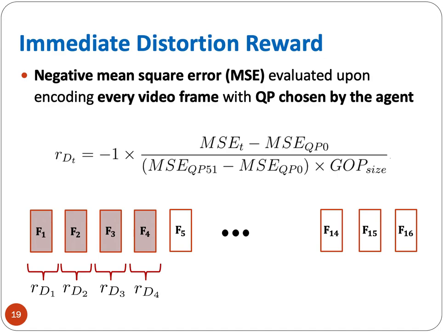For the immediate distortion reward, the goal is to minimize the sum of the distortion of the GOP. Here, the MSE QP0 and MSE QP51 are the two extreme GOP-level MSE values used to normalize the MSE of the current frame. And it is divided by the GOP size, which limits the cumulative reward to between 0 and 1. The negative sign suggests that our intent is to minimize the distortion by maximizing the reward.